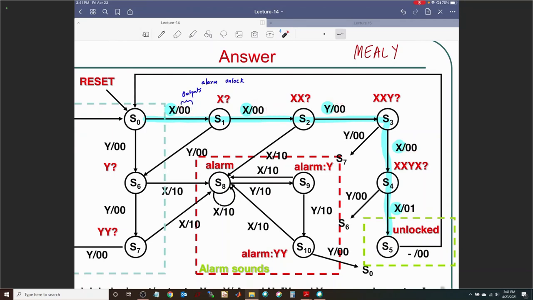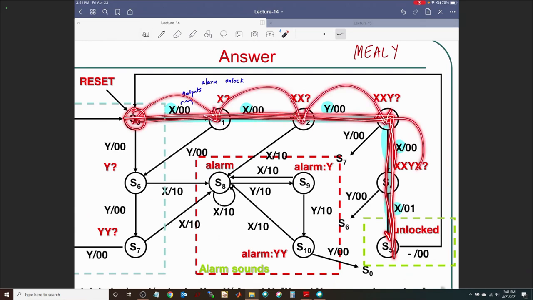So at this point, I hope you guys see S0 down to S5. That particular path should be pretty straightforward, right? Get X, get XX, get XXY, get XXYX, get XXYXX.